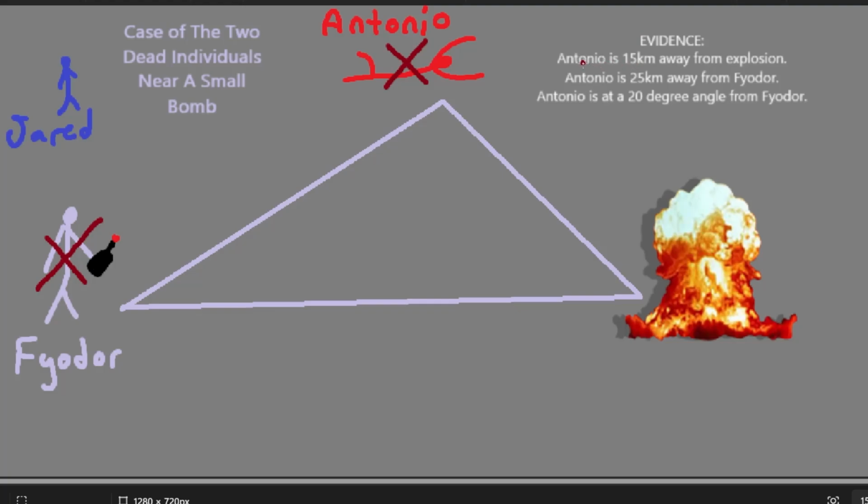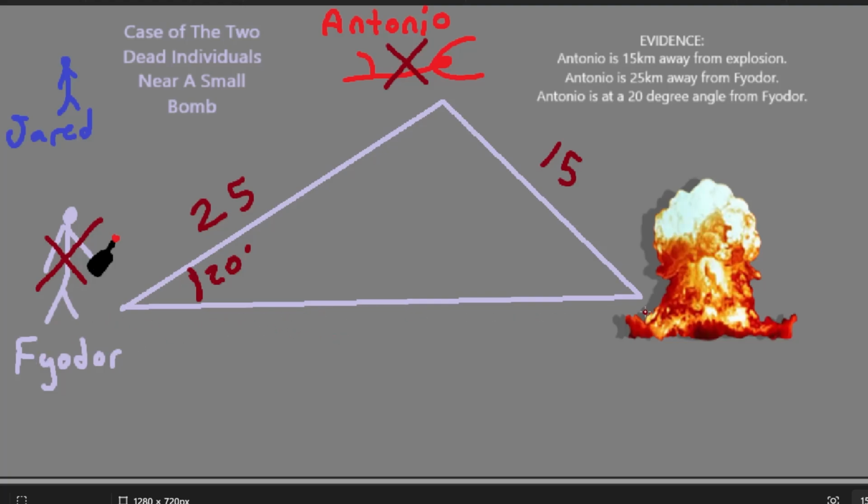Antonio is 15 kilometers away from the explosion, so we could label this 15. And Antonio is 25 kilometers away from Fyodor, so we could label this 25. And Antonio makes a 20-degree angle at Fyodor, so we can label this 20 degrees. But let's just try and solve for every side here, because for sure, Fyodor shouldn't have died.